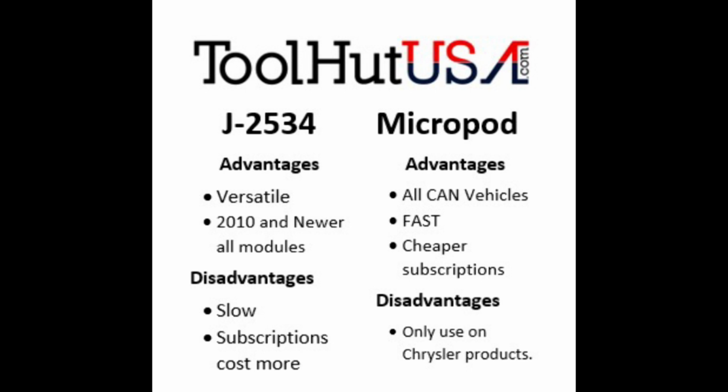So the advantage of the micropod is you can do all CAN vehicles, all the way back to the 2004 Durango. It's pretty fast. The subscriptions are cheaper. The disadvantage is you can only use it on Chrysler products, the Chrysler Fiat type stuff. So let's get going here.